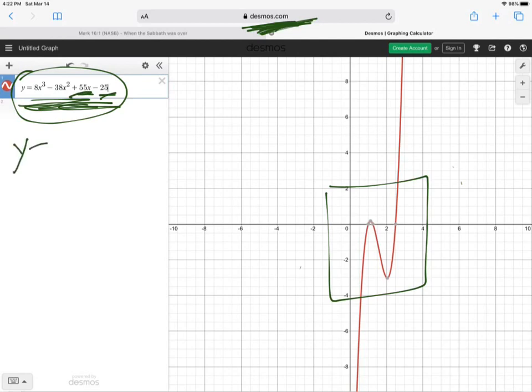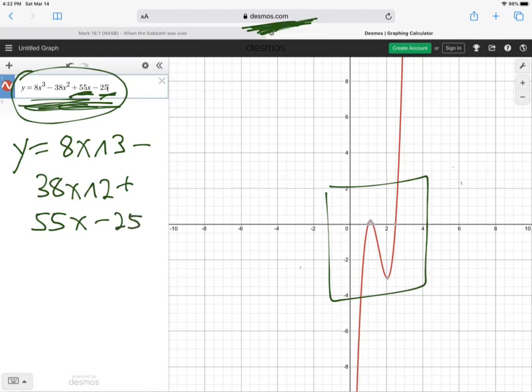When you type it in, by the way, see I typed in 8x cubed, I did 8x, and to get the third power, you go up arrow, third power on your keyboard, minus 38x up arrow squared, plus 55x minus 25. So the powers are with the up arrows when you type it in to the upper left corner of Desmos, and then it graphs it for you automatically. Then you look at that graph, and what we're looking for is zeros. We're saying, where does the graph hit? So we're looking at this point, and this point.